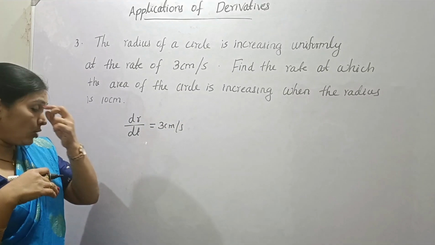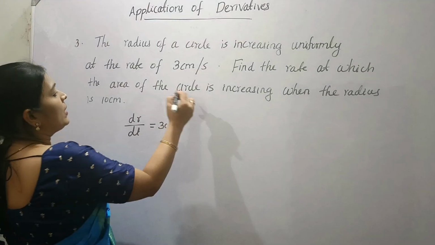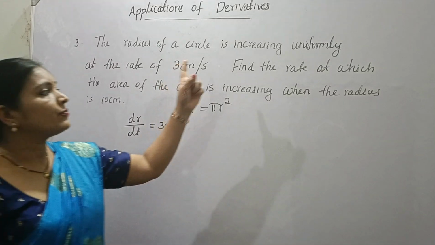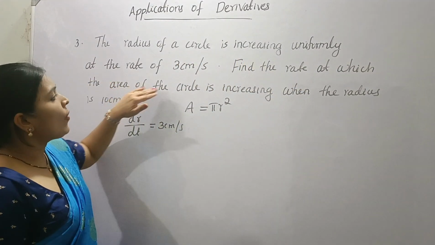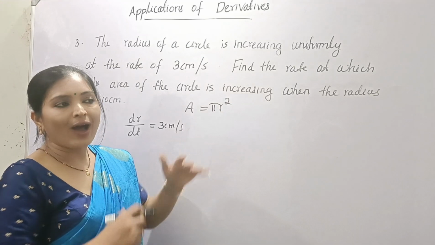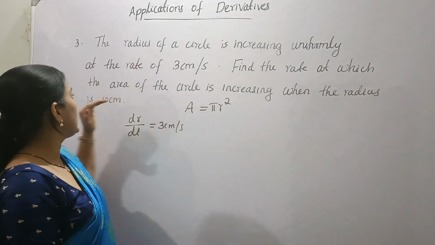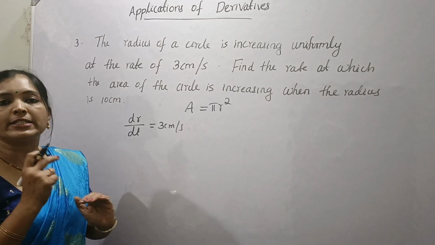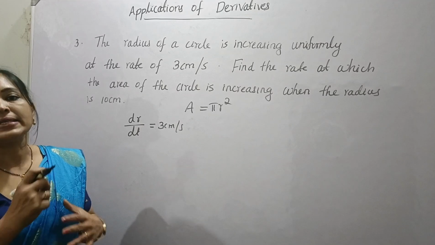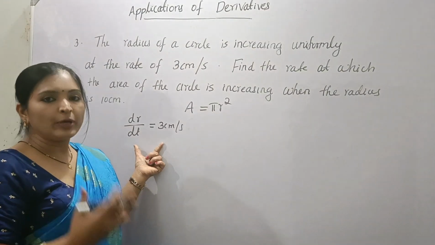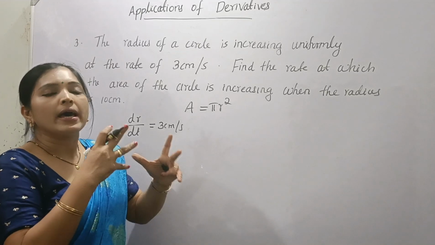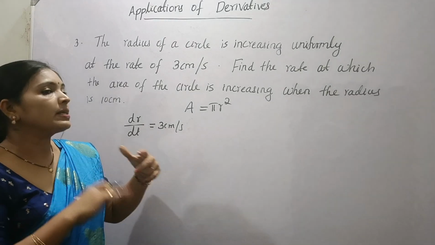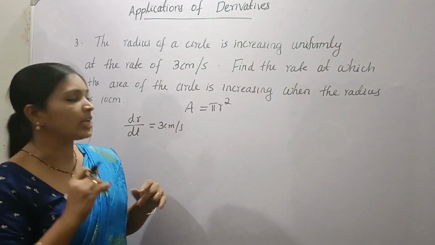First of all, let's write the equation of the area of the circle. Area A is equal to pi r square. We have to find the rate at which the area of the circle is increasing. That means how this area is increasing when the radius is 10 centimeter. So for a second, how is this area increasing? That is the rate of change of area with respect to time.